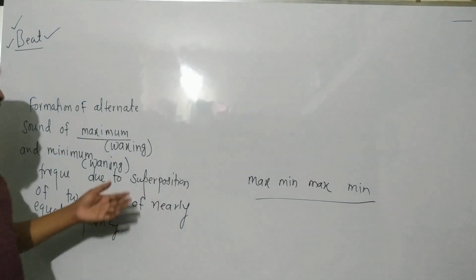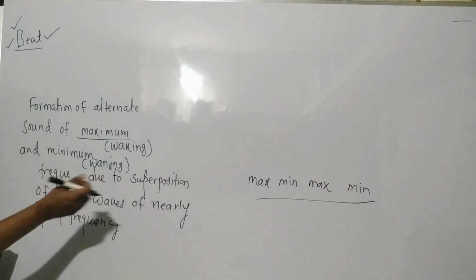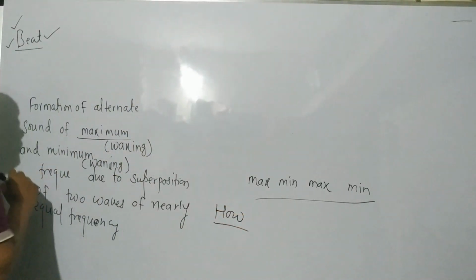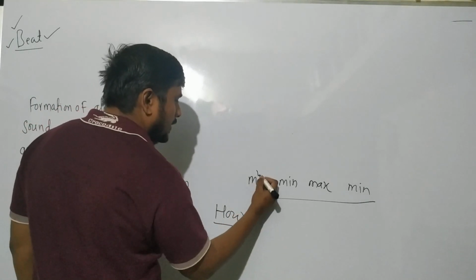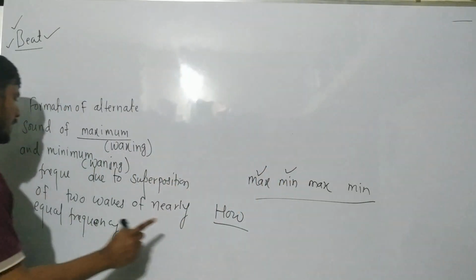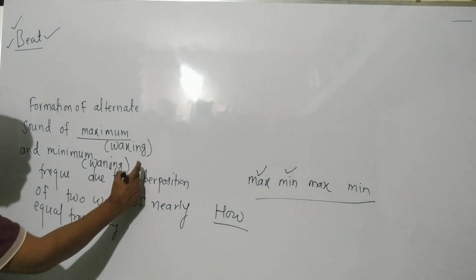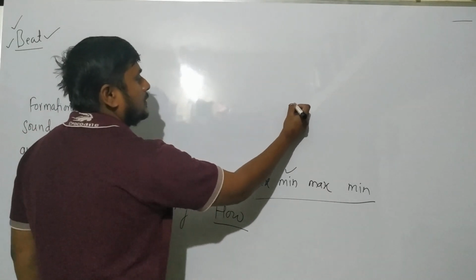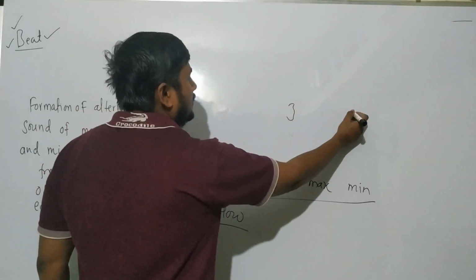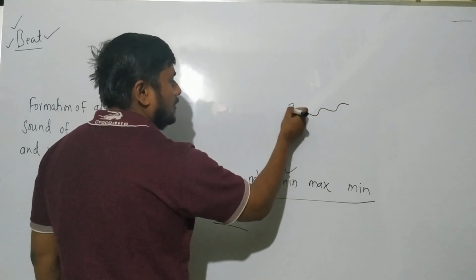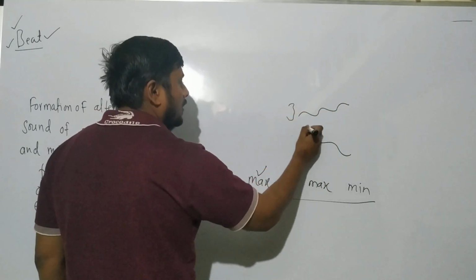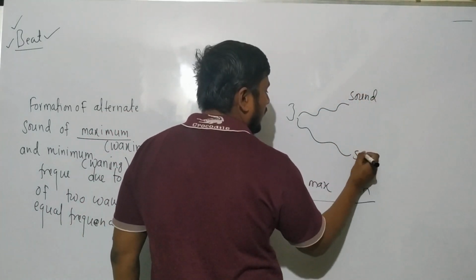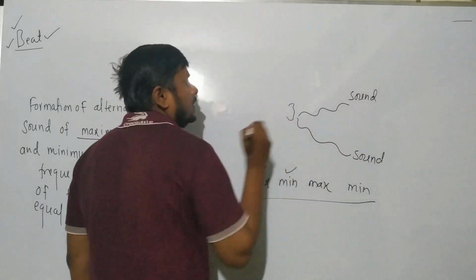So how is a beat supposed to form, and why? That is how and why, two questions. The maximum and minimum sound will get produced just because of which process? The process of superposition. Say this is your ear, and one wave is reaching your ear, and another wave. I am talking about sound waves. Two sound waves are reaching your ear.